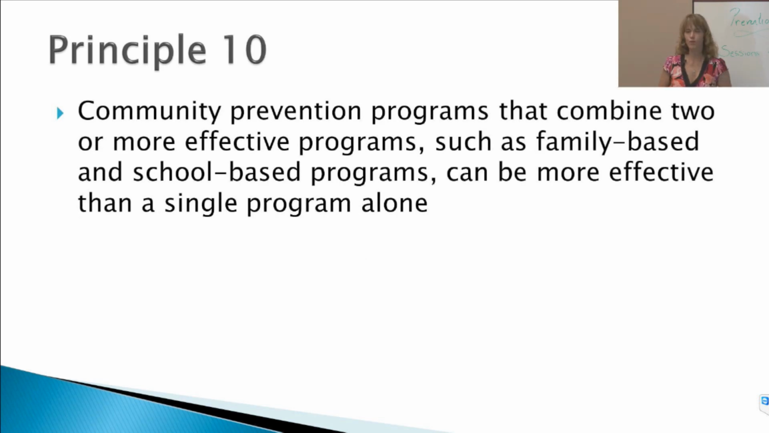All right, we'll go through this last one and then we'll take a break. Community prevention programs that combine 2 or more effective programs, such as family-based or school-based, can be more effective than a single program alone. Sort of like that old principle, if one person tells you something, if 2 people tell you something, you might really start listening. If 3 people say it, then you've got to look at what's going on. If they're hearing the same messages at home, at school, and on television, it's going to be more impactful than if it's just from one person or one source.